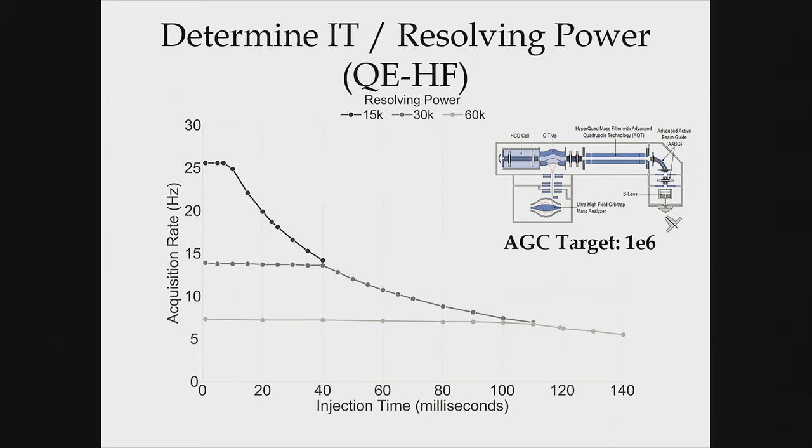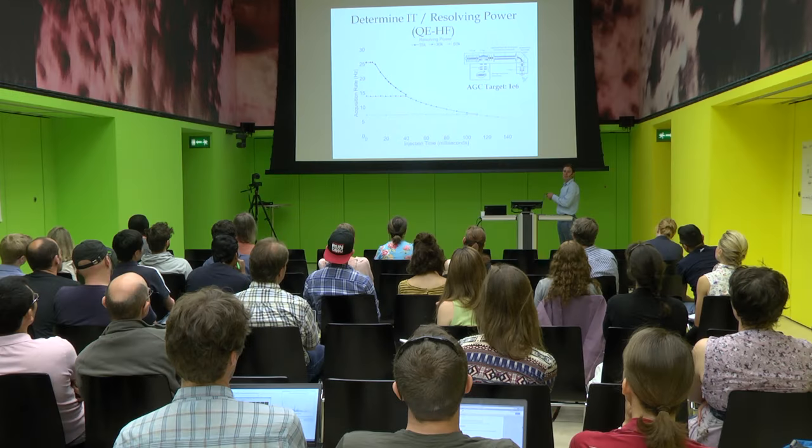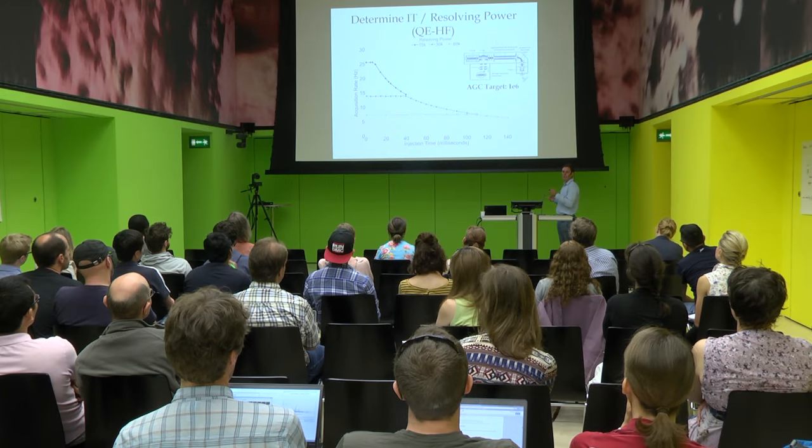If we look, for example, at 15,000 resolving power, as the injection time increases, our scan rate decreases because we're taking more and more time to fill the Orbitrap. If we look at 30,000 resolving power, it's the same thing. As the injection time increases, the scan rate decreases. But there's this flat line in the beginning. Does anybody have any idea why that's there? The flat line in the beginning on a Q-Exactive?